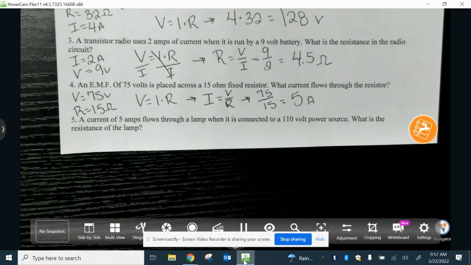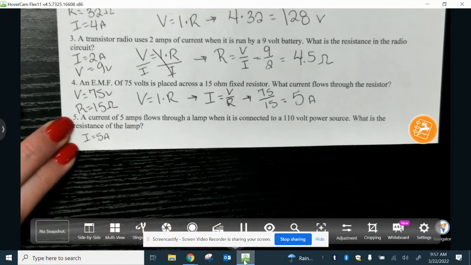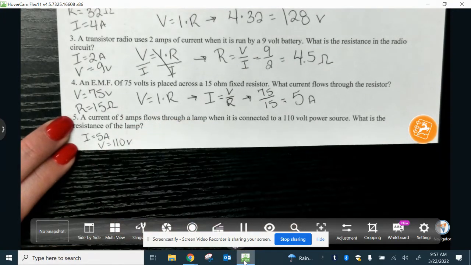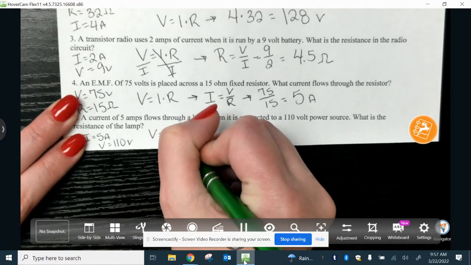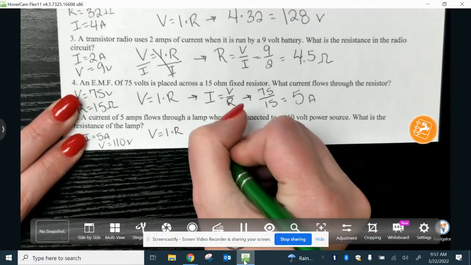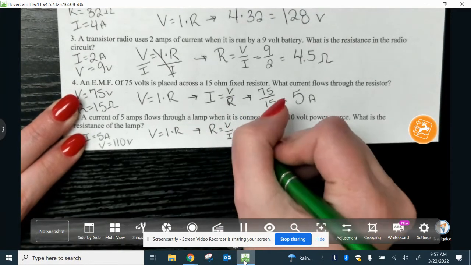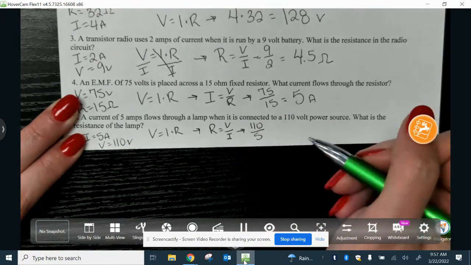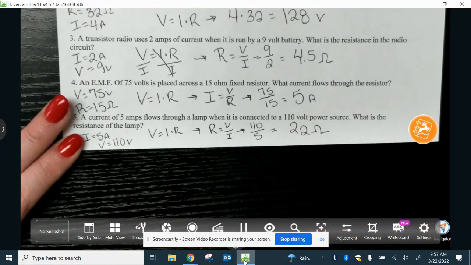Number 5 says a current of 5 amps flows through a lamp when it's connected to a 110 volt power source. What is the resistance of the lamp? So V equals I times R. R is going to be V over I. Which should be 22 ohms.